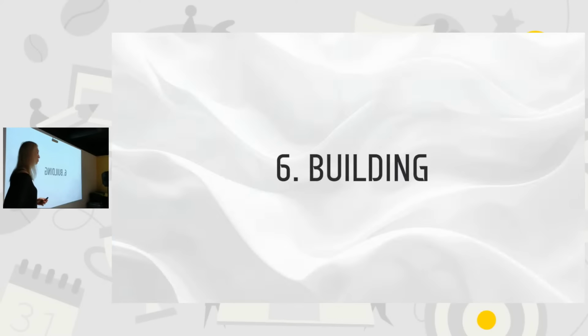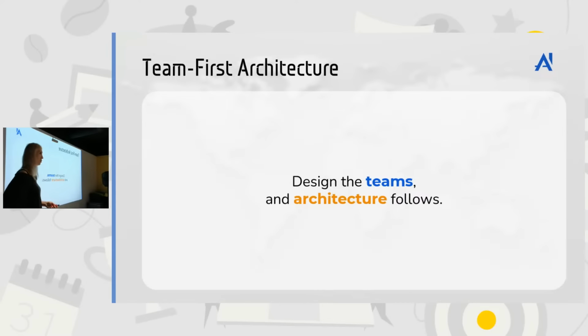How to build a team? This is more or less concluding stuff. There are some obvious things, like you need to first design your teams. Architecture follows, right? So when you have to design teams, when you have more than one team, obviously.